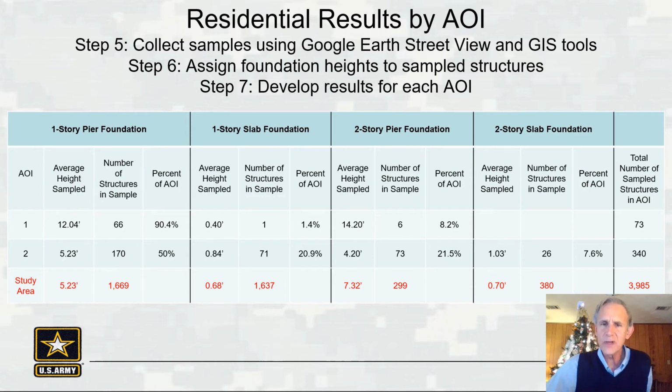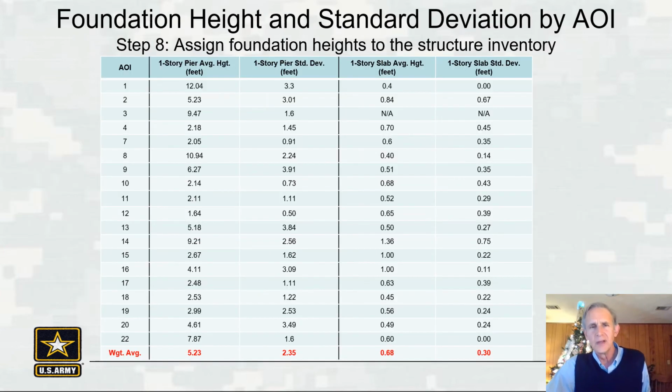So looking at the steps, we collected the samples, then we assigned the foundation heights to the sample structures, and then we developed the results for each area of interest. So moving on to step 8, we then had, as it ended up being, 22 areas of interest, 2 of them dropped out, and you can see we have a 1-story pier average height, 1-story pier standard deviation, and the slab average height and the standard deviation for the slab. And you can see the weighted average for the entire area.